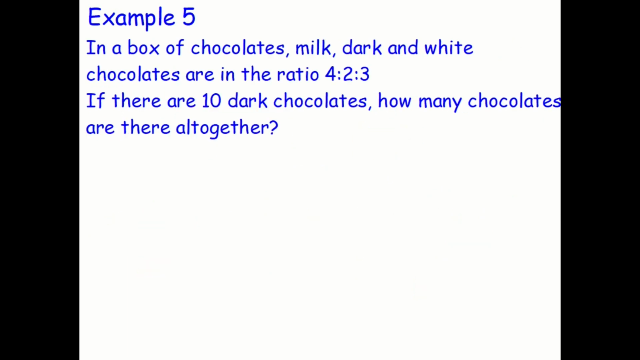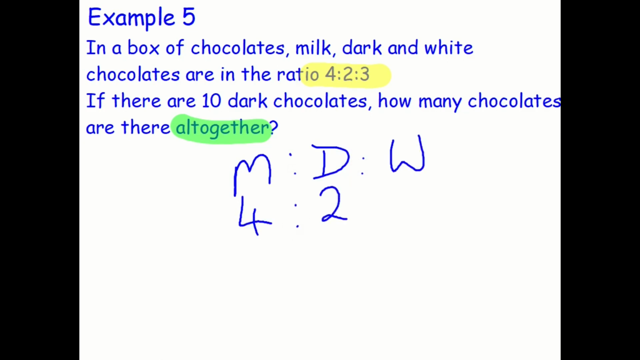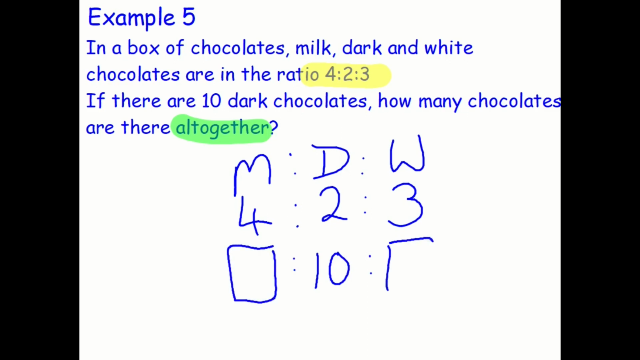Example 5. In a box of chocolates, milk, dark and white chocolates are in the ratio 4 to 2 to 3. If there are 10 dark chocolates, how many chocolates are there altogether? Okay, slightly different question now. So milk to dark to white are in the ratio 4 to 2 to 3. If there are 10 dark chocolates, how many chocolates are there altogether? So there are 10 dark, and now I'm asked how many altogether. So I am actually going to need to figure out this number and this number.